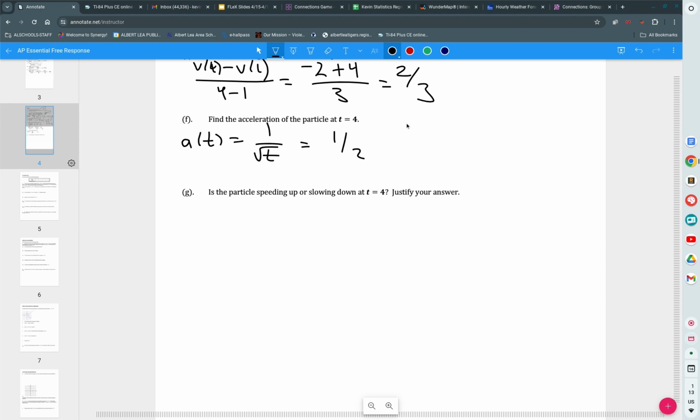So is the particle speeding up or slowing down at time equals 4? Talk to the person next to you, take a good minute, and try to come up with a justification or reason. Is it speeding up or is it slowing down at time equals 4? Go ahead.